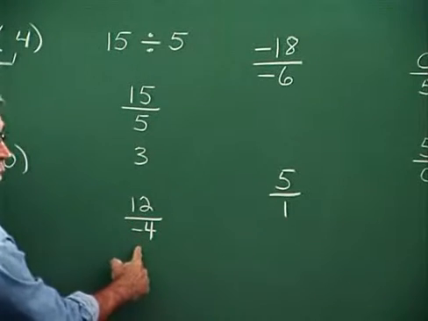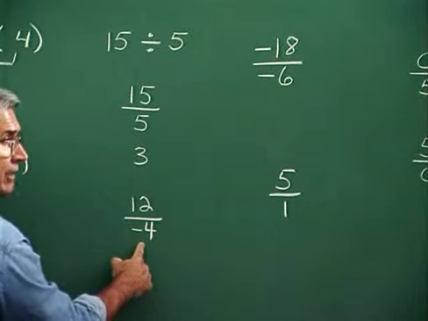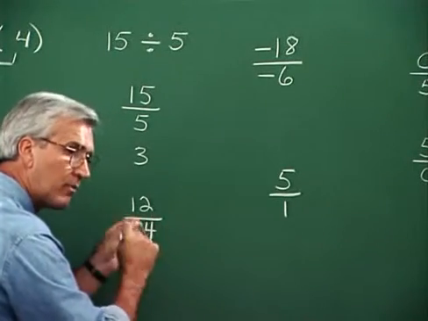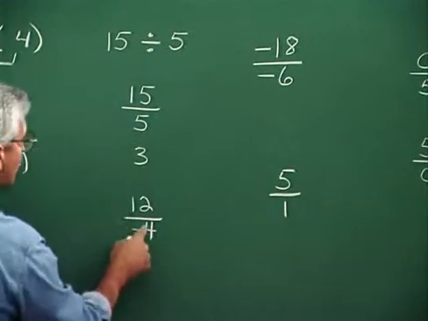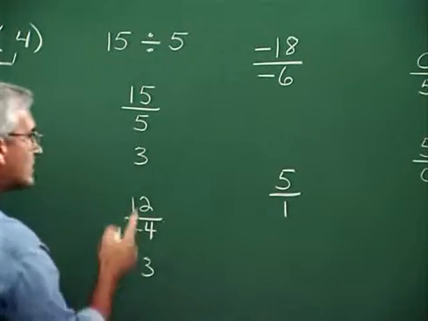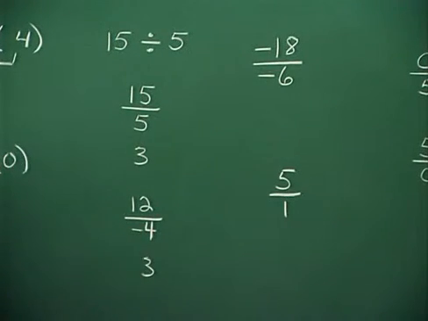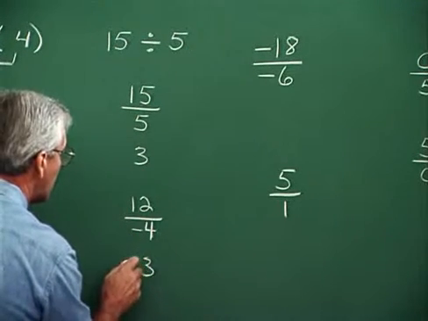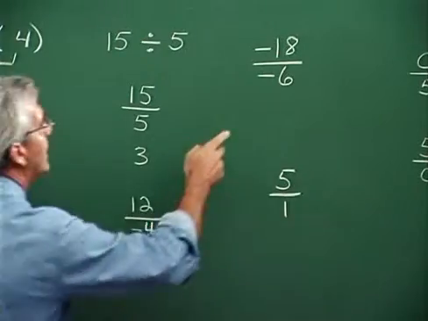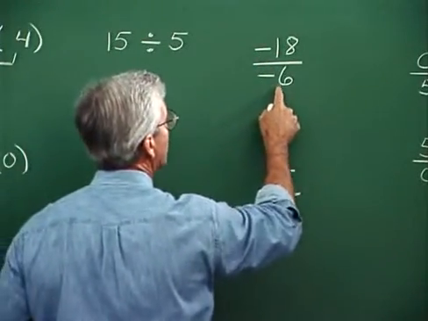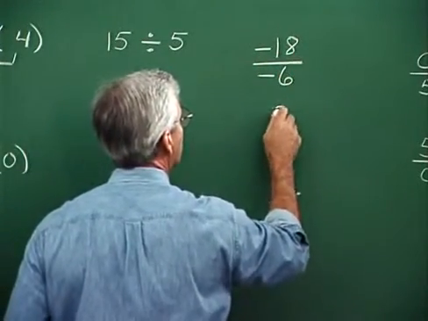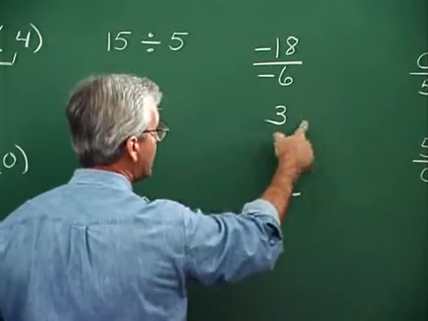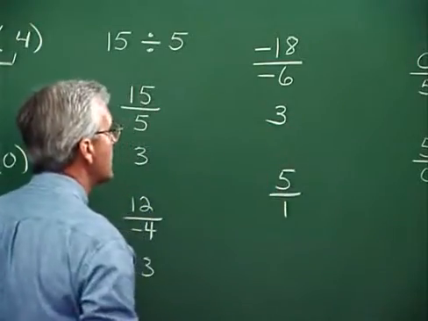Now, let's figure this quotient: 12 divided by negative 4. Think about the digits separate from the sign. So we think 12 divided by 4 is 3. Now, what is the sign that is associated with the 3? Well, the signs of numerator and denominator are different, so this becomes negative 3. And here we have negative 18 divided by negative 6. 18 divided by 6 would be 3. The signs are the same, so it's a positive 3. And we have an indicated, understood 3 here.